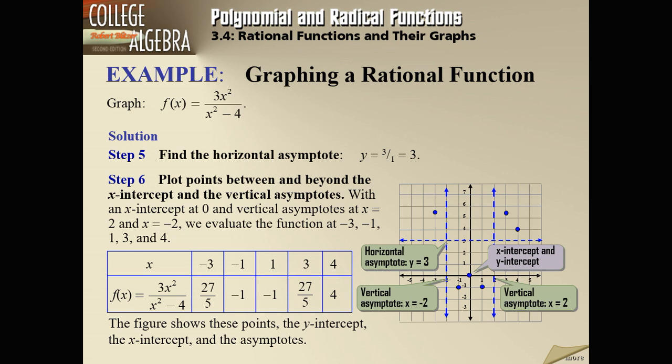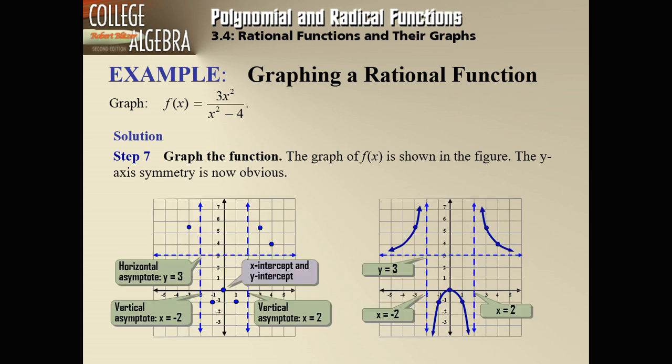Okay? So, we have here the x-intercept and y-intercept. Pareho silang nasa 0. I mean, it's 0, 0. That is the x-intercept and the y-intercept. So, step 7 is graph the function. So, the graph of f of x is shown in the figure. The y-axis is now obvious. Ito na yon. Una natin muna na i-graph, ayan, meron tayo din horizontal, vertical asymptote, and the intercepts. Okay, so ito yung graph natin.